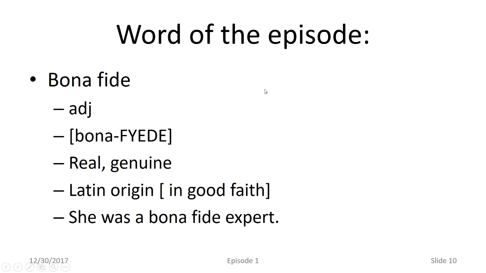Okay, then comes the word of the episode, bona fide, which is an adjective. We can also pronounce it as bona fide with focus on fide. It means real, genuine. It has a Latin origin, which literally means in good faith. An example would be, she was a bona fide expert, whichever way you find more convenient.